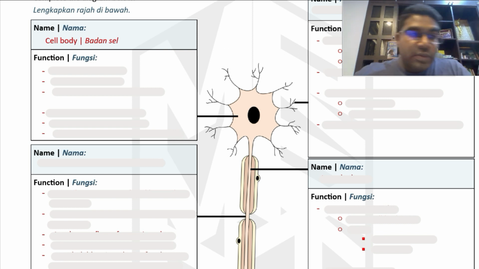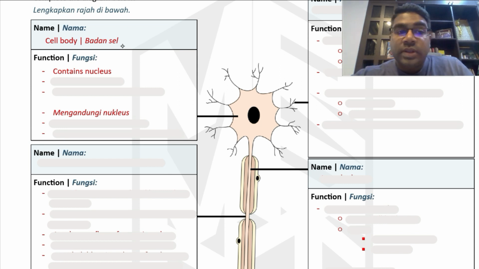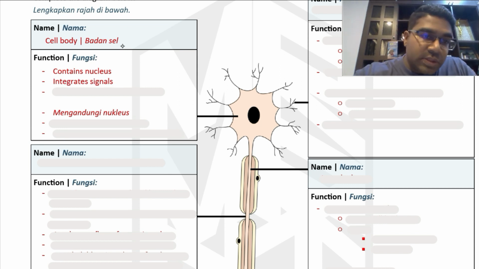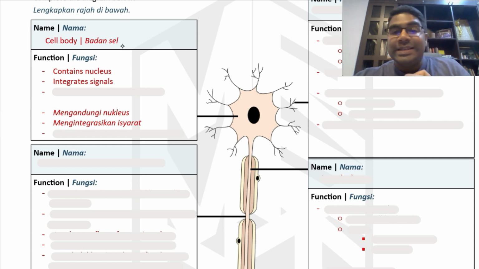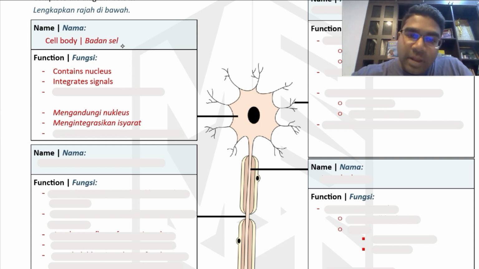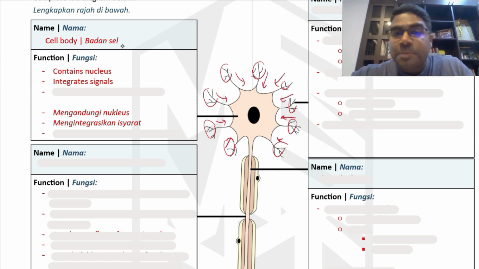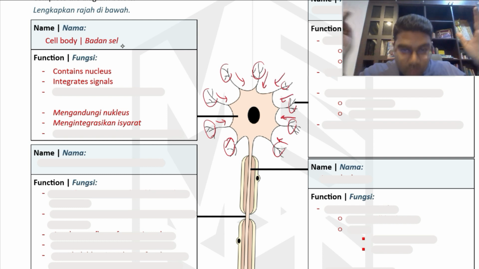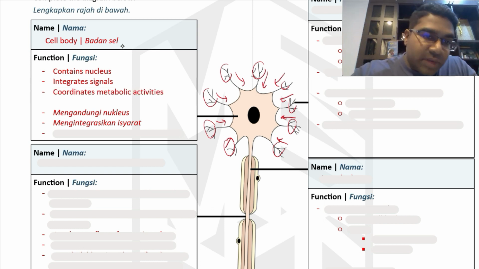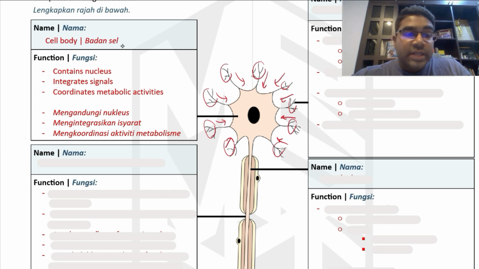So what is the function? Apakah fungsi dia? So nombor satu ialah untuk mengandungi nukleus, to contain the nucleus. Number two, this is to integrate signals, mengintegrasikan isyarat. So kita boleh nampak ada banyak benda-benda ni, nanti kita akan tahu nama dia, later we will see the function. So sebenarnya isyarat semua datang dari sini. Ada banyak isyarat yang datang dari sini. There are many different signals that come in. So the job of the cell body is to take all the signal, dia menerima semua isyarat dan dia mengintegrasikan dia, it integrates it. Okay, and then finally it coordinates metabolic activities, mengkoordinasikan aktiviti metabolisme juga sebab semua organel terkandung di sini. Kebanyakan organel, most of the organelles are inside here.